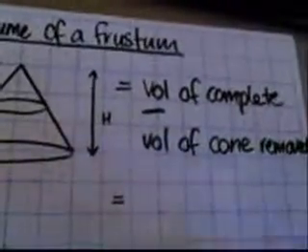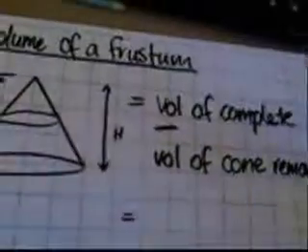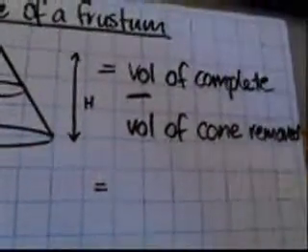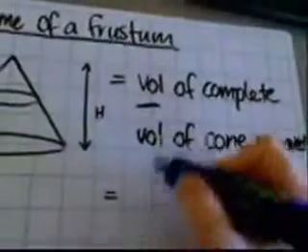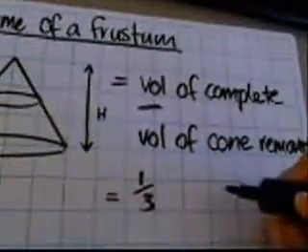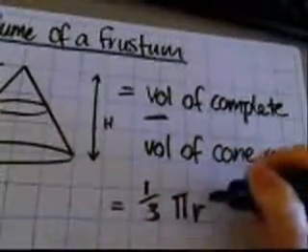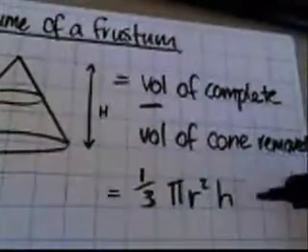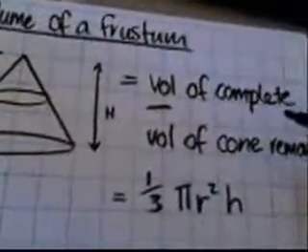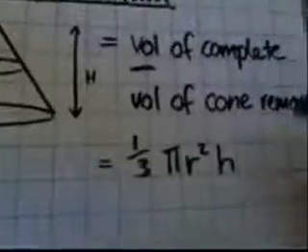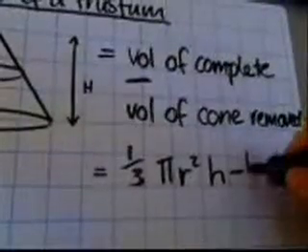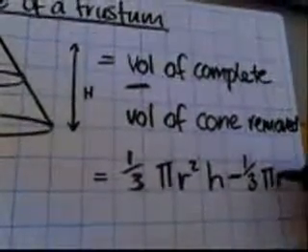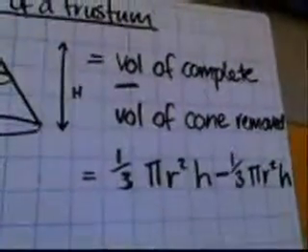Now, because we know the formula for working out the volume of a cone, this becomes very, very easy. The formula for a cone is 1/3 pi r squared times the height. That gives me the volume of the complete cone, the larger cone. Then we simply subtract the volume of the smaller cone, the cone that is to be removed, which has the same formula: 1/3 pi r squared times the height.